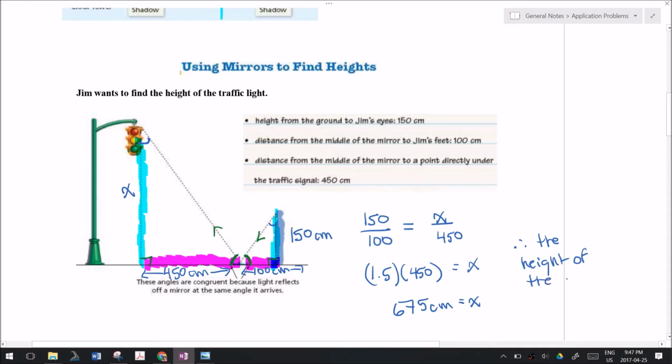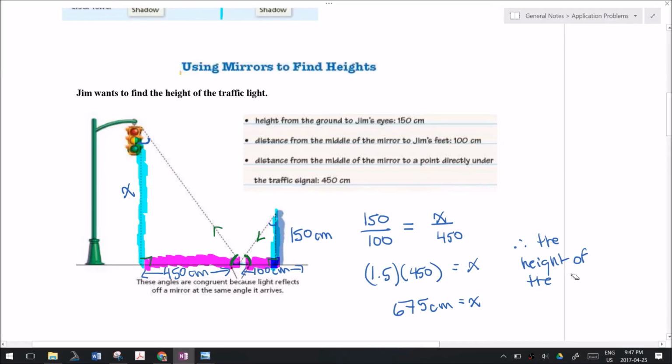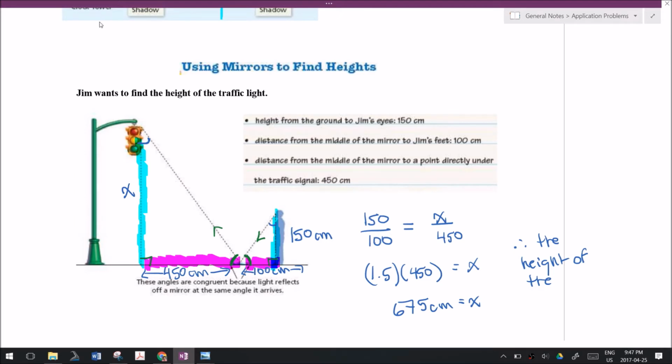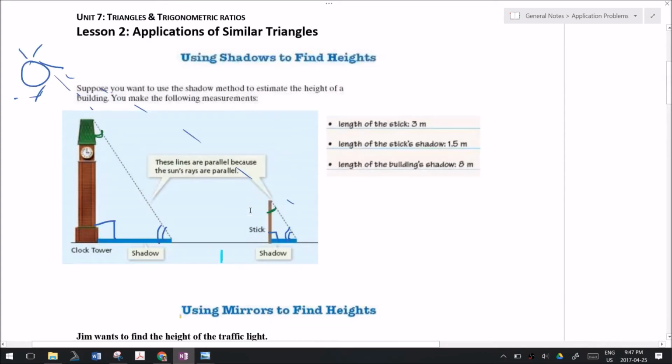And I'm going to write a little statement to summarize that. Actually, sorry, it's not the tower we're talking about anymore, it's a traffic signal. So the height of the traffic signal is 675 centimeters. Let's go back and solve the problem with the clock tower.